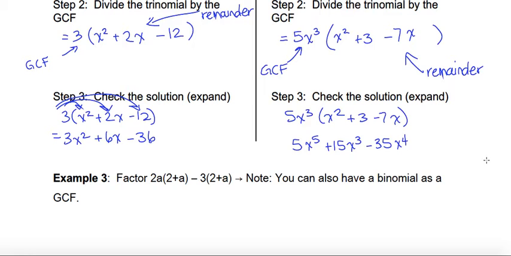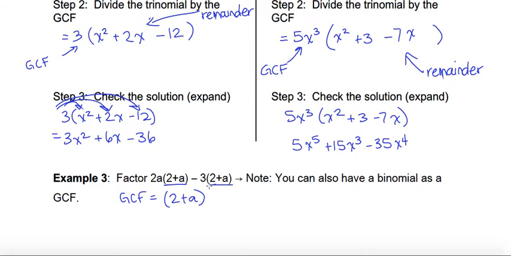And then the last example, so sometimes our common factor can also be a binomial. So our greatest common factor for both example 1 and 2 was just a monomial. So it was 3 in the first example and 5x to the power of 3 in the second example. Sometimes our greatest common factor will actually be a binomial. So in this case, I have 2a times 2 plus a minus 3 times 2 plus a. So both of these terms have a 2 plus a in them. So our greatest common factor is 2 plus a.